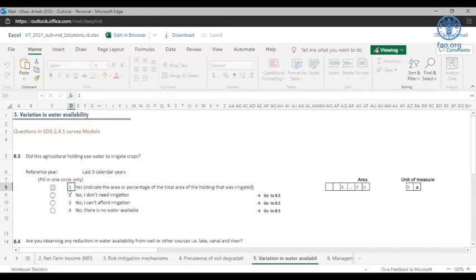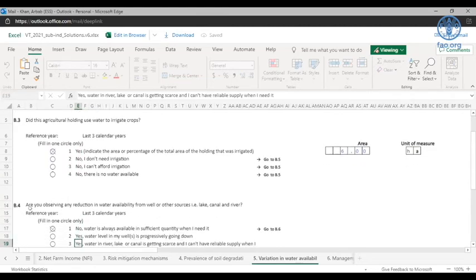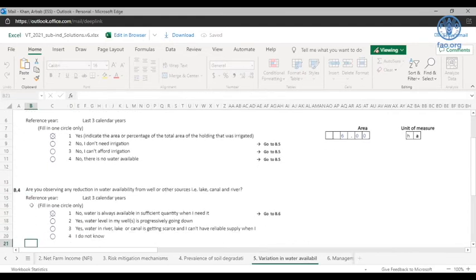So if the answer is yes, then we go to another question. Are you observing any reduction in water availability from wells or other sources, that is lake, canal, or river? The response is no, water is always available in sufficient quantity when I need it. Second option is yes, water level in my wells is progressively going down. The third option is yes, water in the river, lake, or canal is getting scarce and I can't have a reliable supply when I need it. And the fourth option is I don't know.